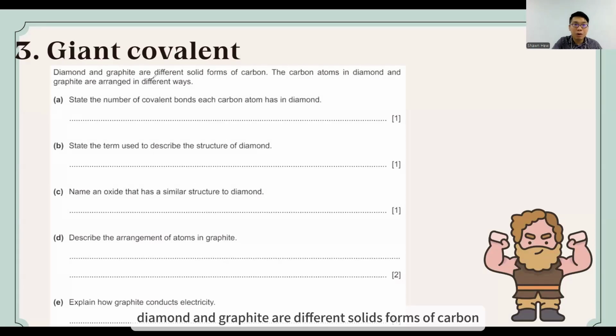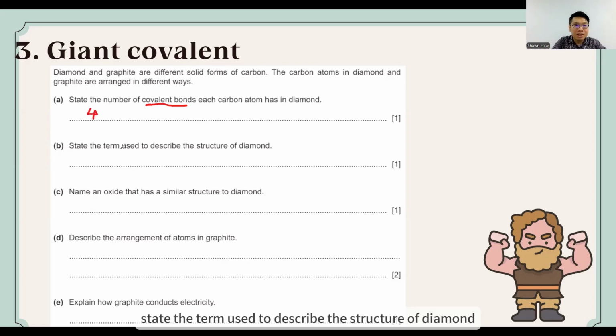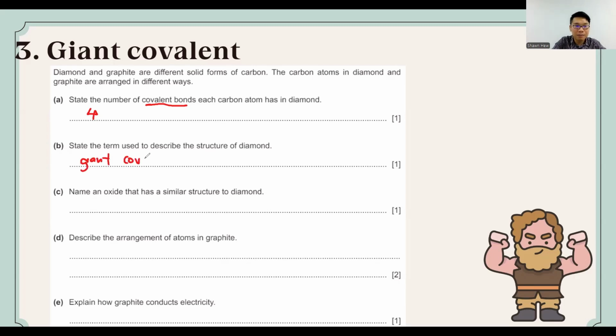We try a Paper 4 question. They say diamond and graphite are different solid forms of carbon. The carbon atoms in diamond and graphite are arranged in different ways. State the number of covalent bonds each carbon atom forms in diamond. 4 covalent bonds. For graphite it is 3. State the term used to describe the structure of diamond: giant covalent.